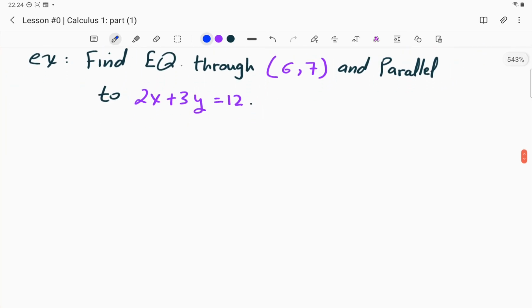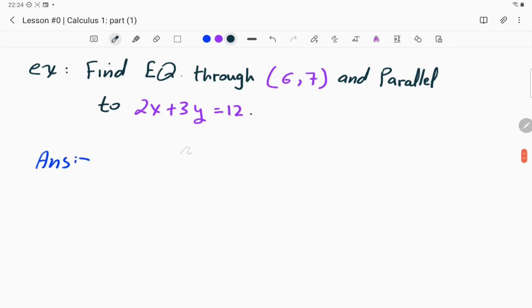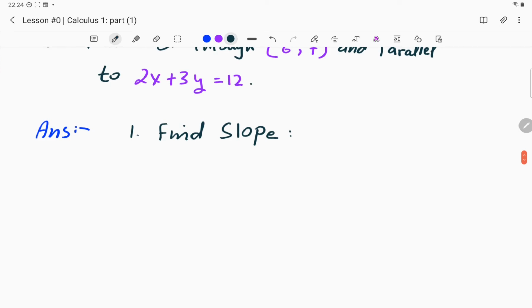So let's get into it, right? Let's write this as the answer. Okay. The first step is to find the slope, right? With anything like this, related to slope-intercept form, or finding the slope, or finding the parallel line or parallel slope, you just have to find the slope first to know what your m is, okay? So this is the first step.